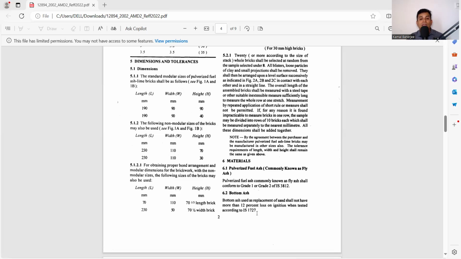And then bottom ash. The bottom ash used as a replacement of sand shall not have more than 12% loss on ignition when tested according to IS 1727. So the bottom ash can be a replacement of sand, but the criterion is that the loss on ignition should not be more than 12%.